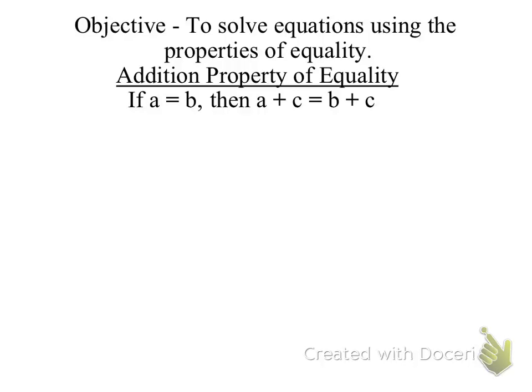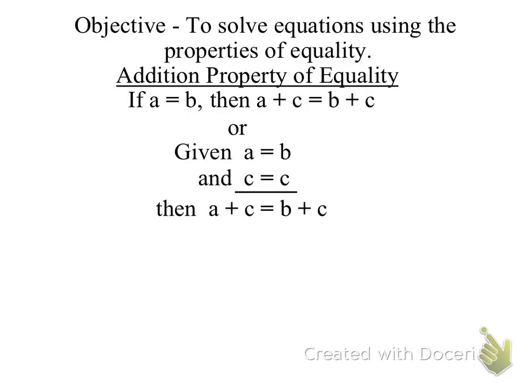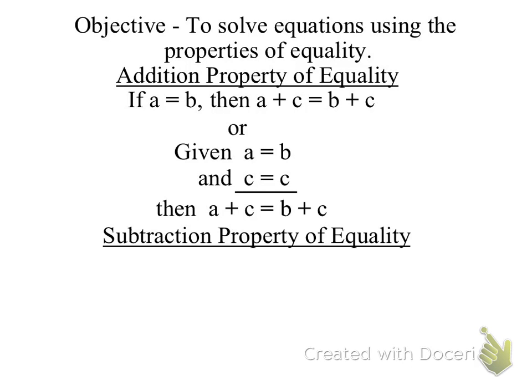Sometimes we can show it like this, add C to both sides. Or I can add it up and down. That's how we're going to be doing it. A plus C is equal to B plus C. Think of C like your paper clips. Now, when we add the same thing to both sides of the equation, that's what we call the addition property of equality.